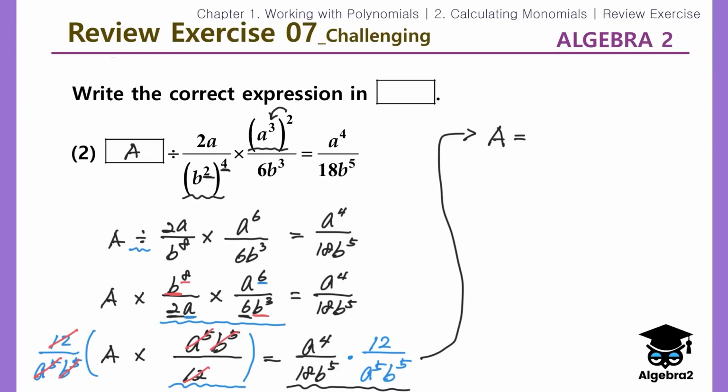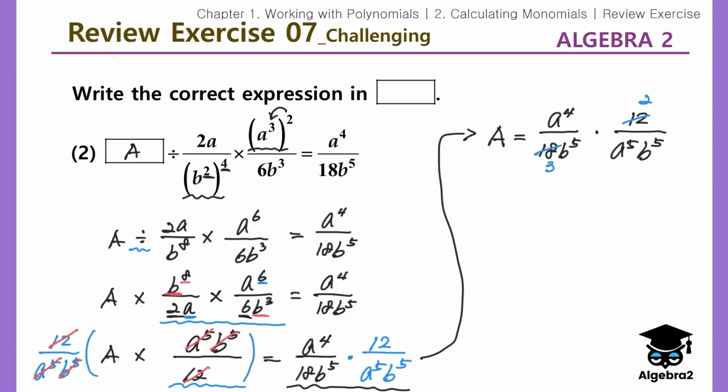Here, let me rewrite this expression right over here, okay? Because we don't have much space down there. b5 times 12 over a5 b5. So, numbers first. Okay, 6 times 2. 6 times 3. So we have 2 over 3.